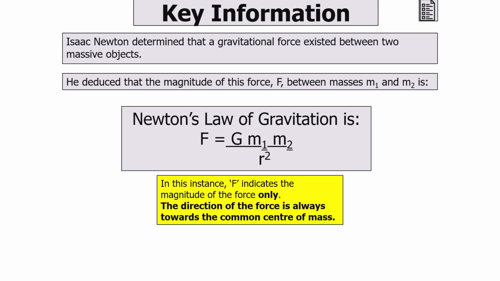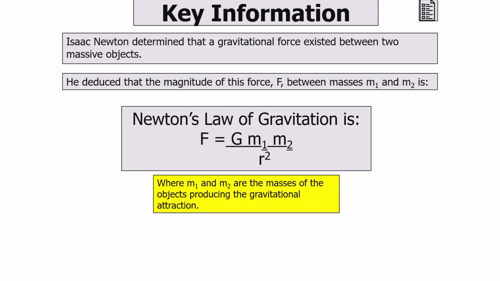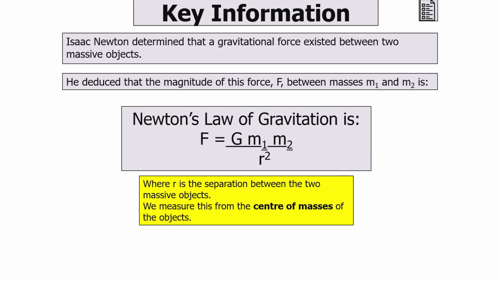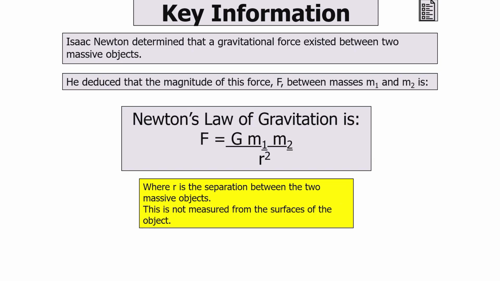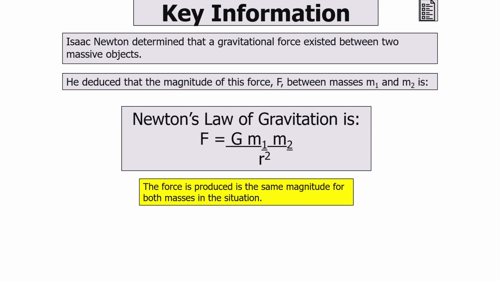Now m1 and m2 are the masses of the objects producing the gravitational attraction, where r is the separation between the two massive objects, and we measure this from the centres of masses of the objects. It is not measured from the surfaces of the objects. Now please remember that the force that is produced is the same in magnitude for both masses in the situation. Now this is a consequence of Newton's third law of motion.